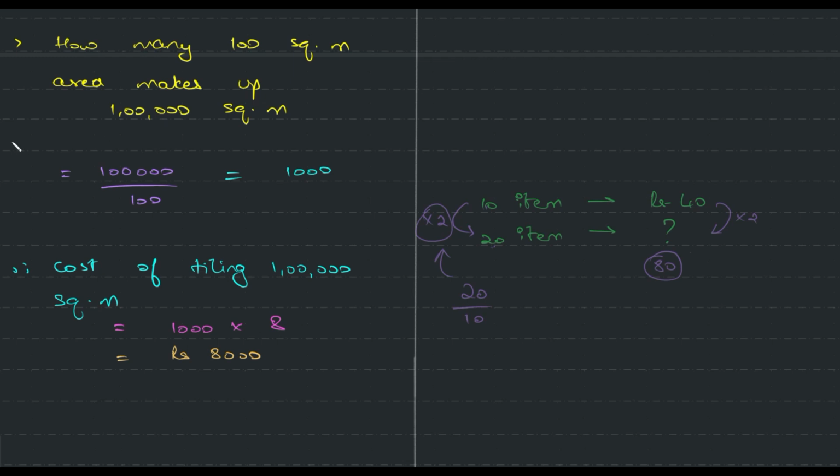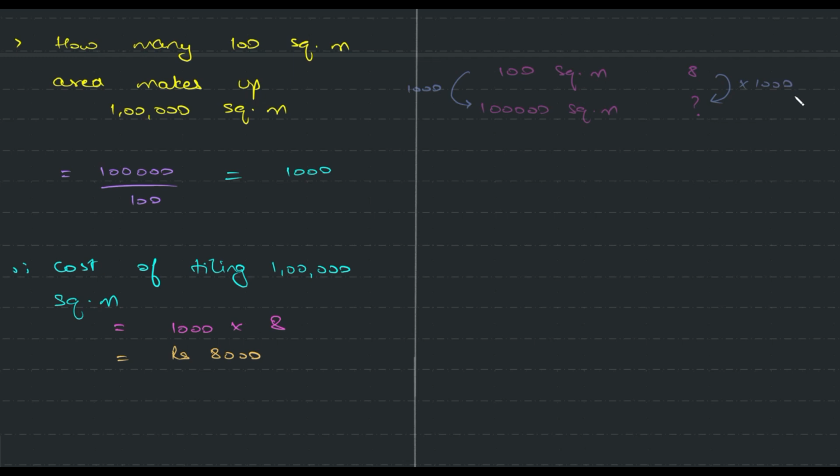So it's like this. For 100 square meter, it is 8. Now the question is, for 1 lakh square meter, it's how much? All I'm doing is this. 100 into what will give me 1 lakh? 1000. So obviously here also I should multiply with 1000 and I'll get 8000, as simple as that.